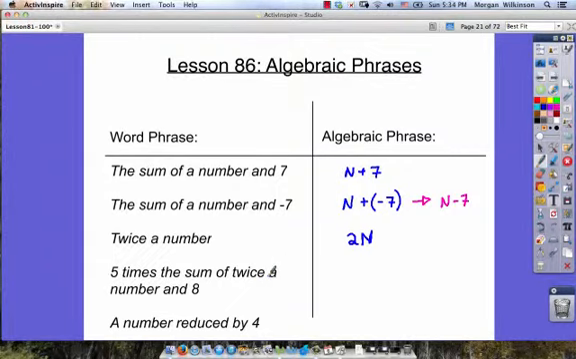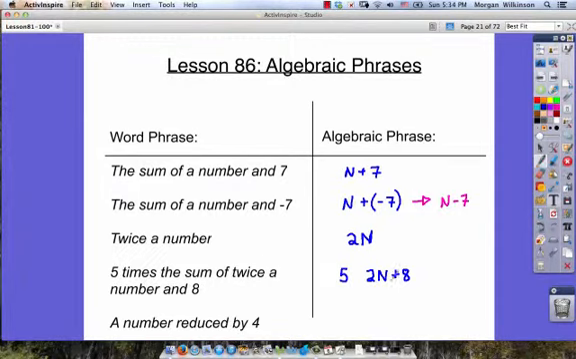We have 5 times the sum of twice a number and 8. So if we have 5 times something, we're going to have 5 times something. And we have 5 times the sum of twice a number and 8. If we have the sum of twice a number and 8, that's going to be 2 times a number plus 8, because we want the sum of twice a number and 8.